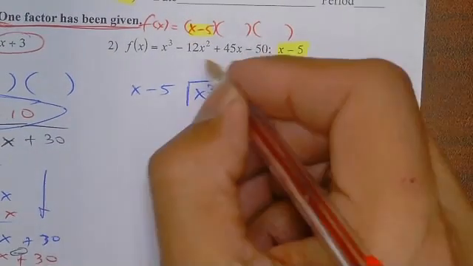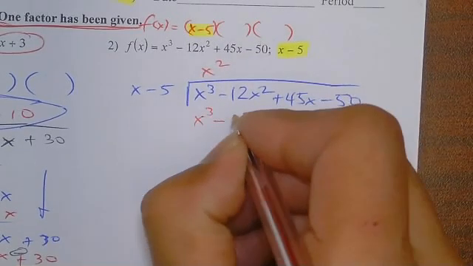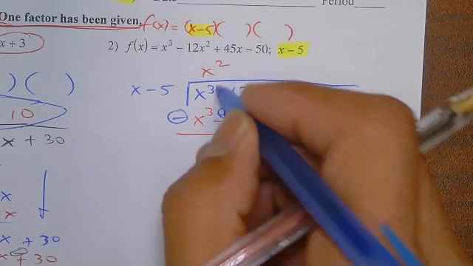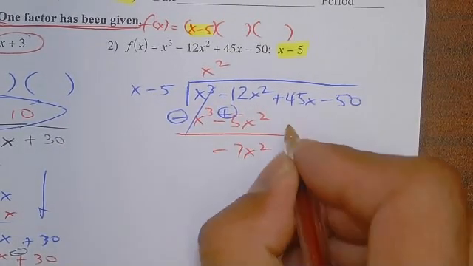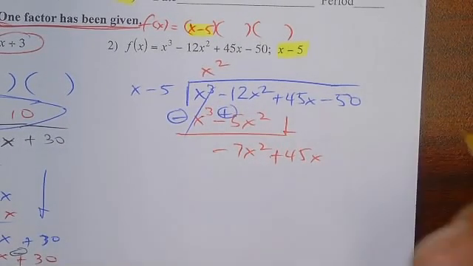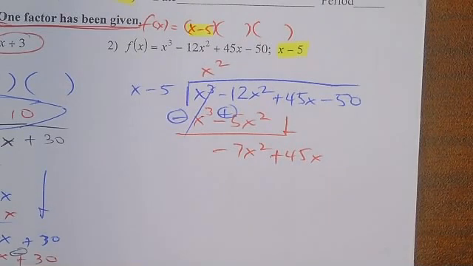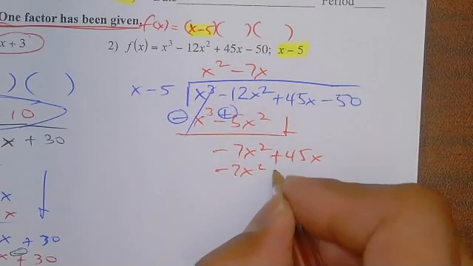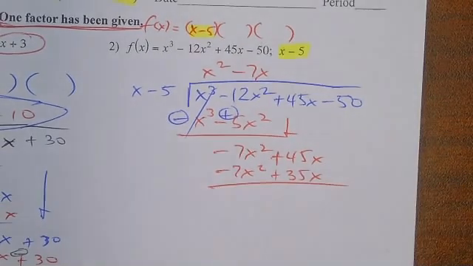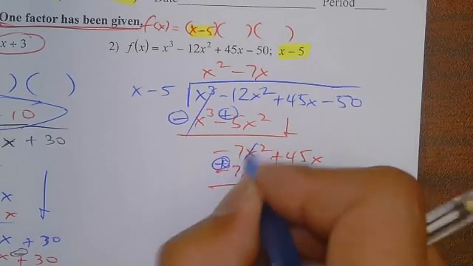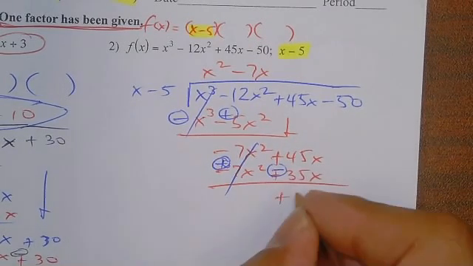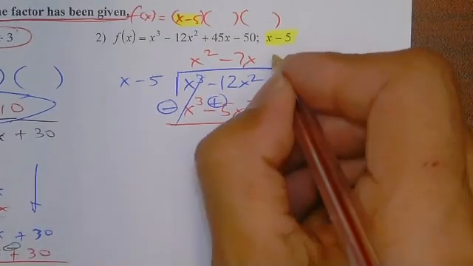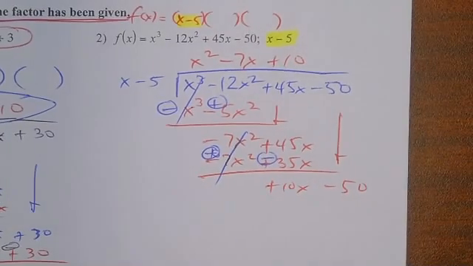Here it goes. So it's going to be x squared, x cubed minus 5x squared. Then you change the sign because you subtract, negative 7x squared. Drop the next one. Repeat the process. Negative 7x, that's going to be negative 7x squared plus 35x. But then when you subtract, you change the sign. So that's going to give you positive 10x. Drop the last one, and then plus 10. Yeah, 10x minus 50.